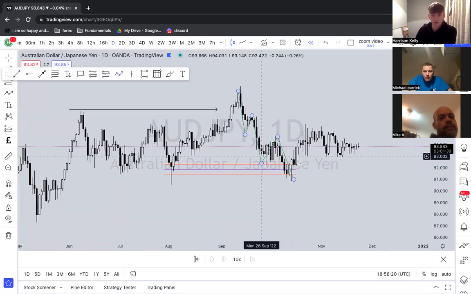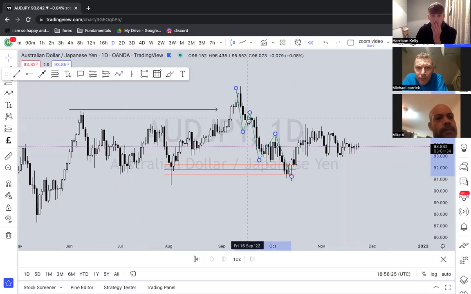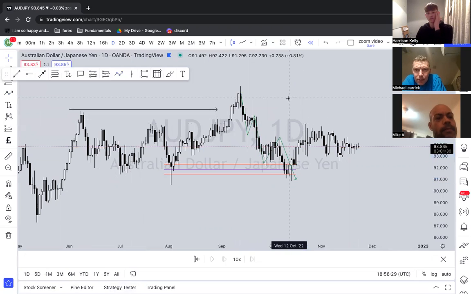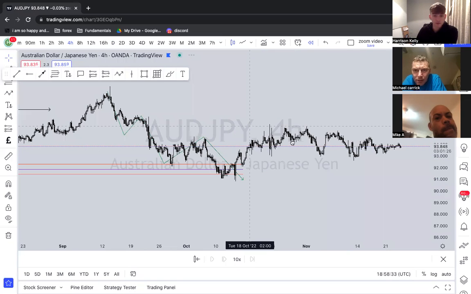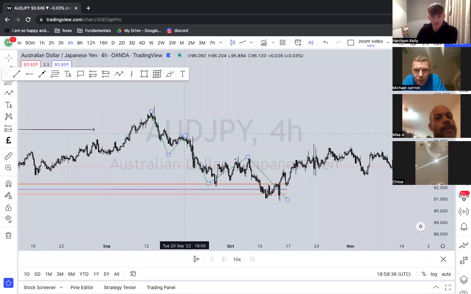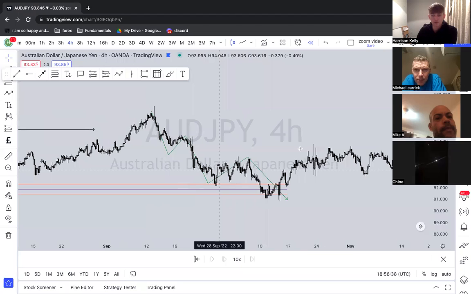Can you see that green line there? No, this one here. Yeah. You see that? Yeah. So that'll be more clear on the 4 hour. So the 4 hour structure is like this. So that's the 4 hour structure.